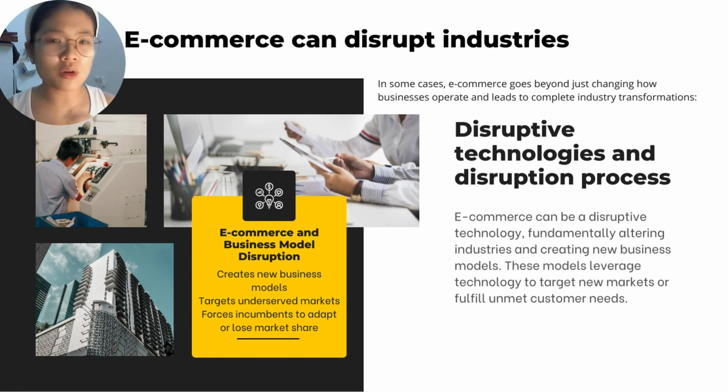E-commerce and business model disruption can, first of all, create new business models, target underserved markets, and force incumbents to adapt or lose market share. So, without saying, companies need to be aware of this and be ready to innovate at all times.